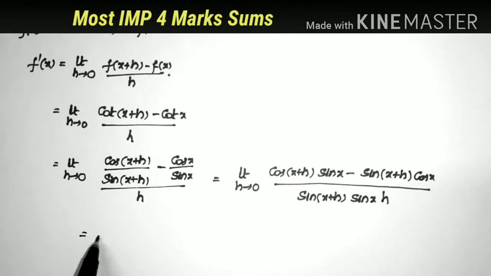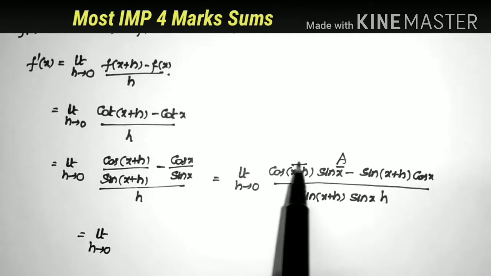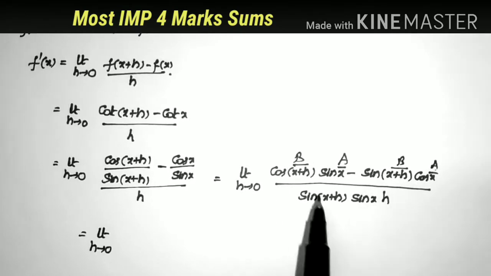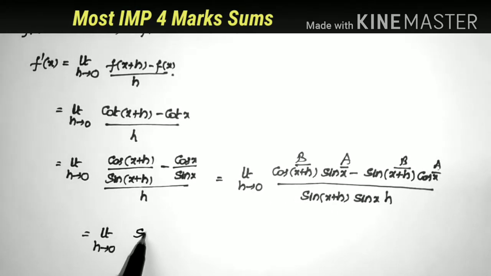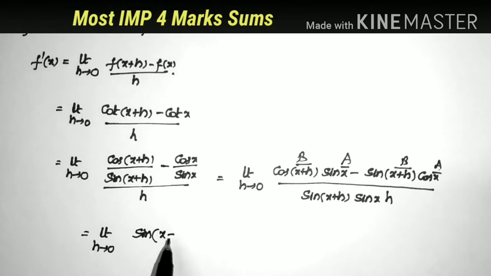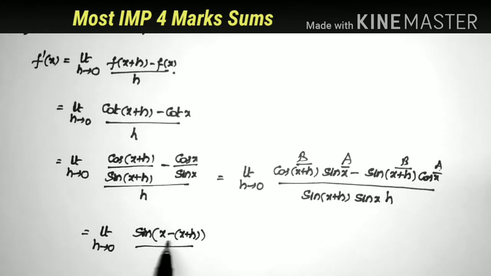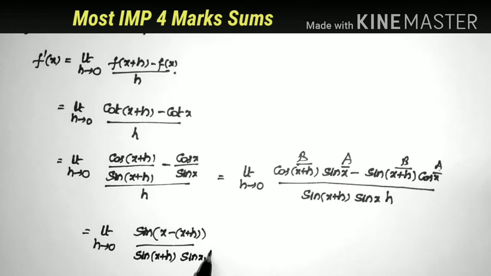And this is equal to limit h tends to 0. Now this is in the form of sin a cos b minus cos a sin b. Now what is the formula for sin a cos b minus cos a sin b? Sin of a minus b. What is a value? x. What is b value? x plus h. So clearly this is in the form of sin a cos b minus cos a sin b, and that is nothing but sin of a minus b, whole by sin of x plus h into sin x into h.